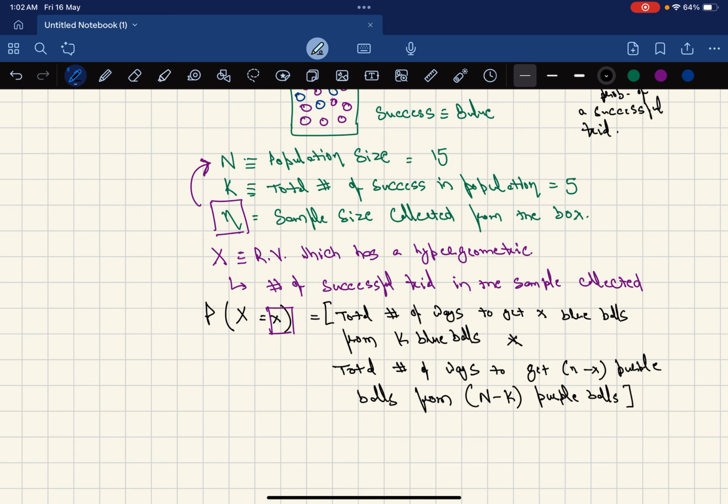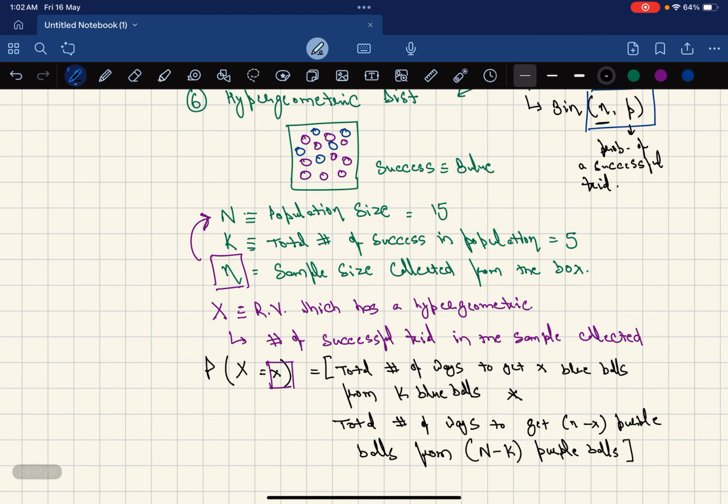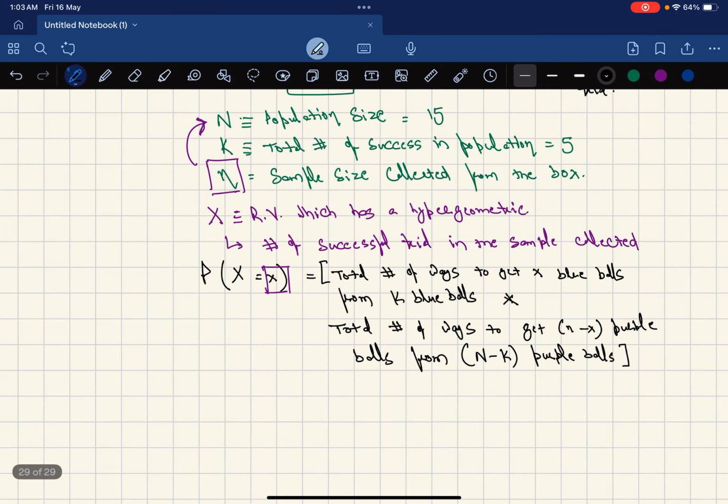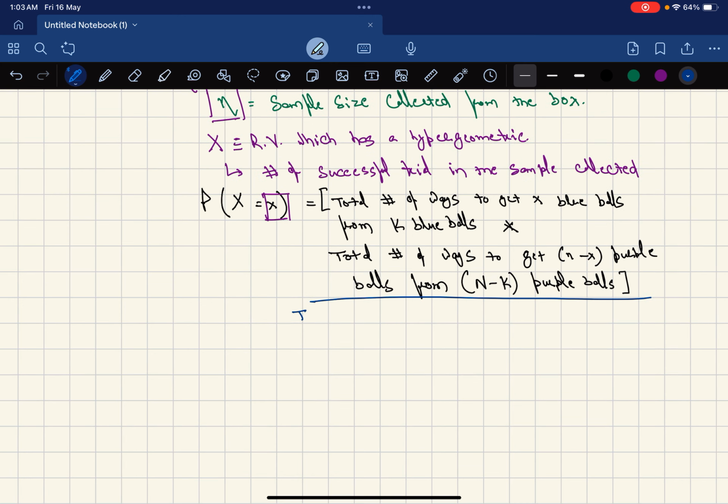Now in this case, since we had capital K blue balls, obviously the total number of balls in the population was capital N. So the total number of purple balls would be capital N minus capital K, and we are pulling out small n minus x purple balls from these N minus K total purple balls. Now this is the numerator with two terms here, and in the denominator we will have the total number of ways to collect n out of N balls.